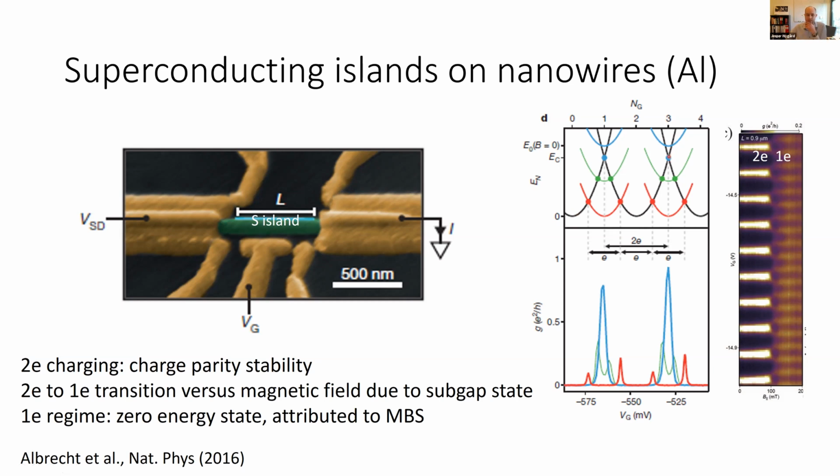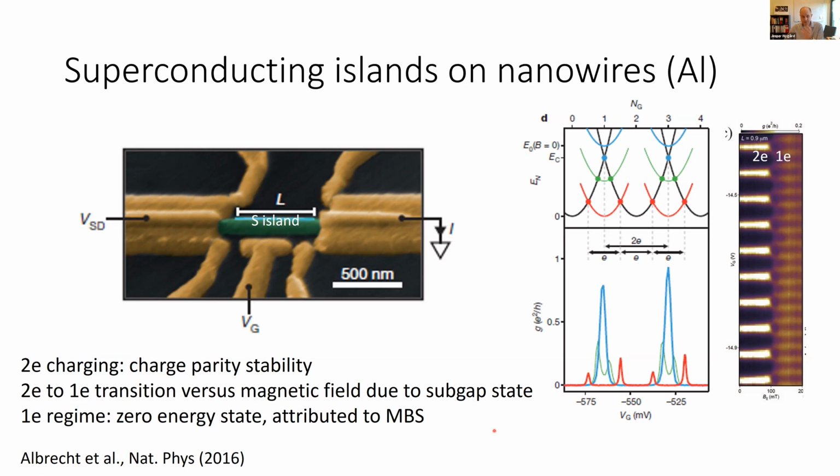However, if one can lower states into the gap of the superconductor by, for instance, application of a magnetic field, one can arrive at a situation where a state at zero energy gives rise to 1e oscillations. And this was earlier taken as a signature of zero energy bound states, Majorana features, in this study by Albrecht in 2016. The point is that these devices that are all fabricated top down often suffer from some instabilities due to the fabrication, limiting the number of states that can be studied and thus the statistics that can be performed on these systems.